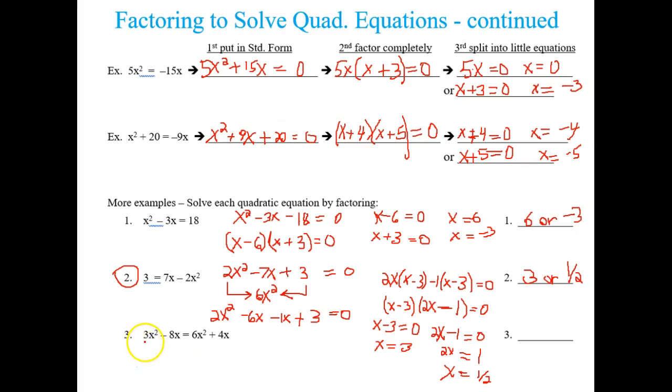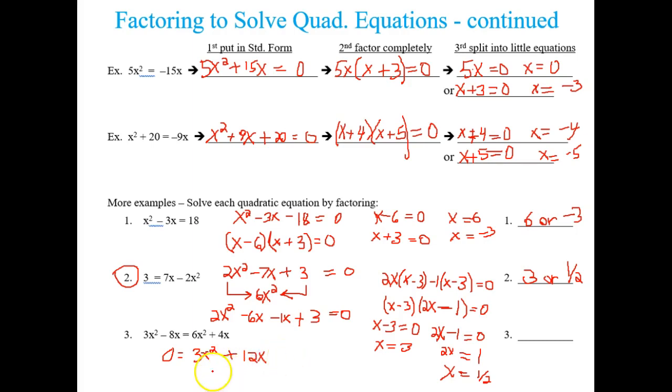So what I would do is subtract 3x squared from both sides. And also let's move the 8x over to the right side. So we end up with 0 equals, I subtract 3x squared from both sides, that'll be 3x squared, because 6x squared minus 3x squared is 3x squared. And if I add 8x to both sides, 8x added with the 4x is 12x. So I get 0 equals 3x squared plus 12x.